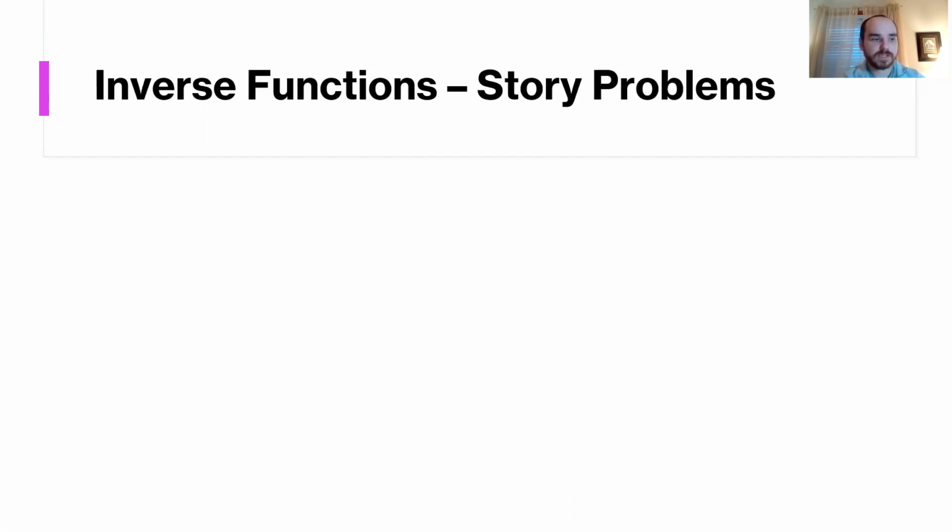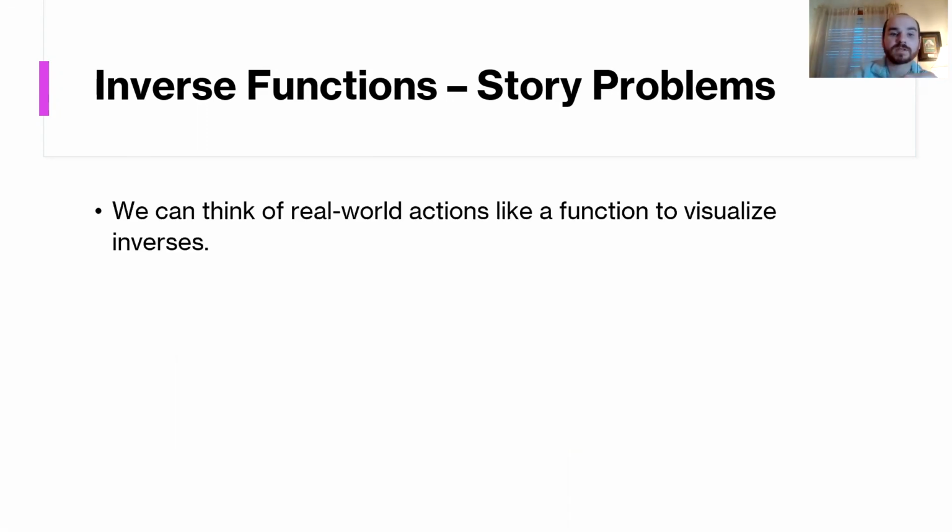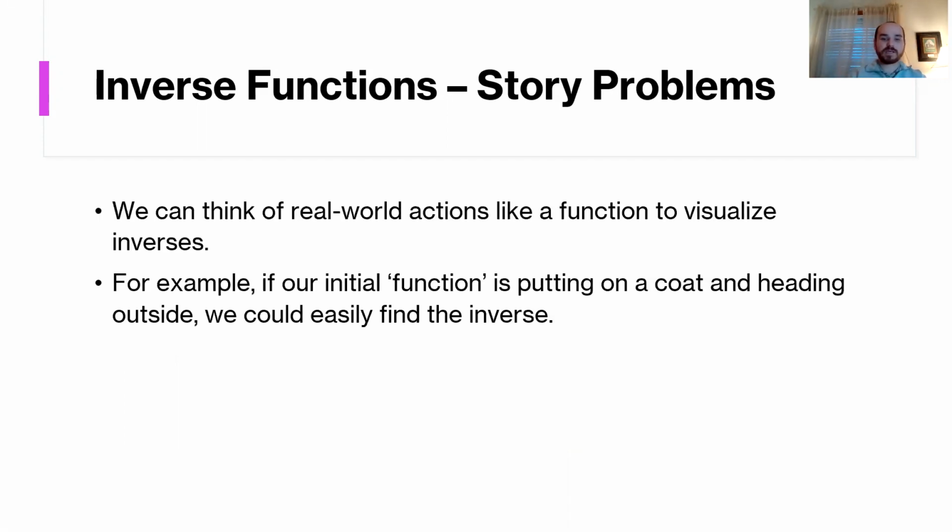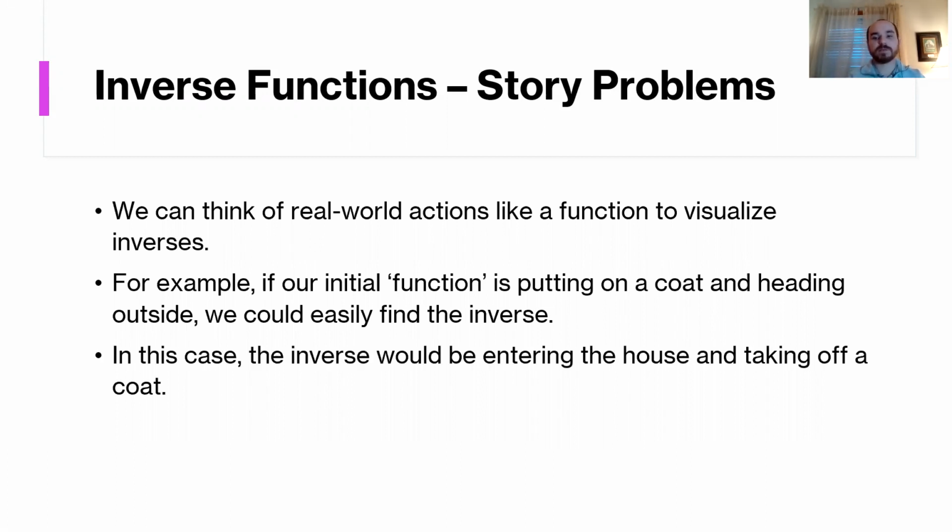So first off, it helps to think of inverses in terms of story problems to help conceptualize them a little bit. So let's think of some real world actions and see how we can visualize these. For example, if we consider our initial function, putting on a coat and then heading outside, it's cold, it's the middle of winter in Oregon. So you're putting on something warm and then you're heading outside into the cold. We can easily find the inverse of that. In this case, that's going to be entering the house and then taking off the coat, right? You've undone the actions that you do.